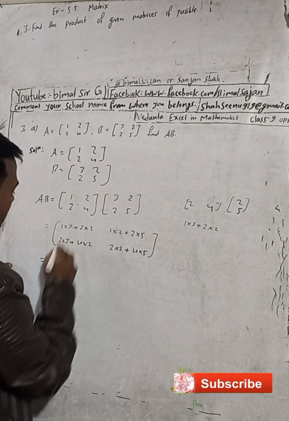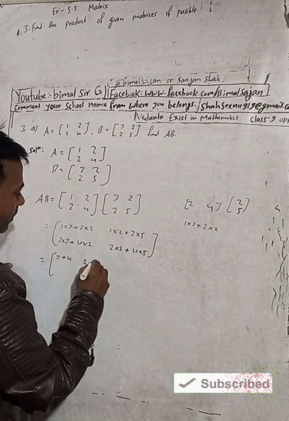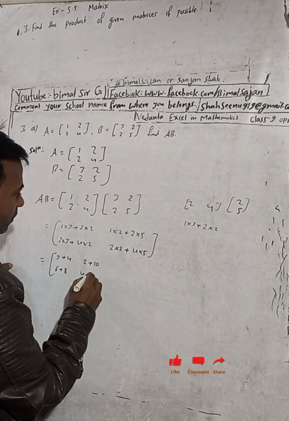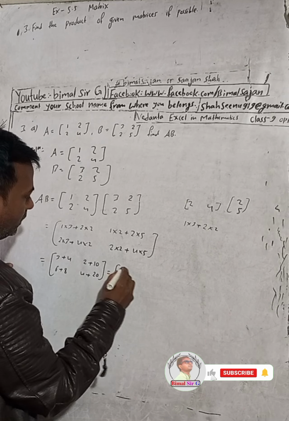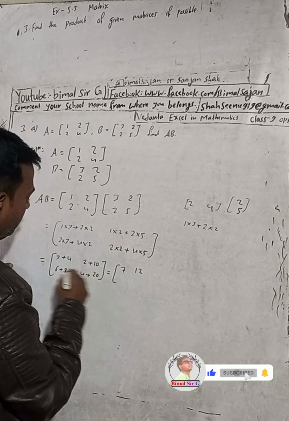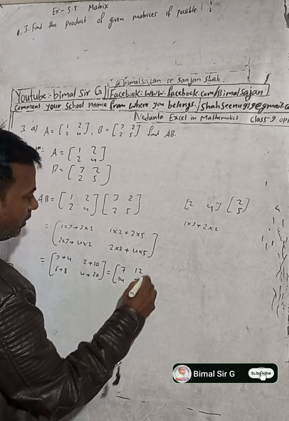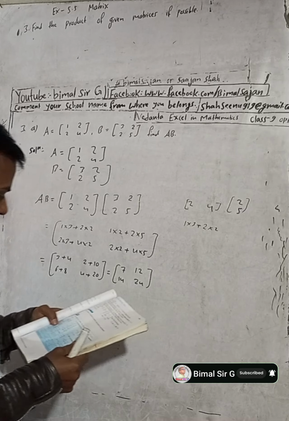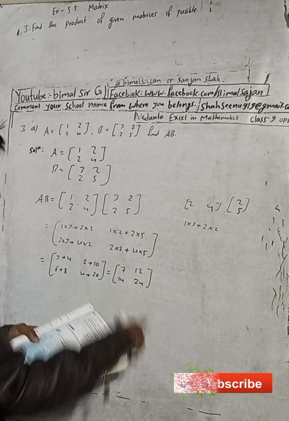Now 1 times 3 is 3 plus 2 times 2 is 4, 1 times 2 is 2 plus 2 times 5 is 10, 2 times 3 is 6 plus 4 times 2 is 8, 2 times 2 is 4 plus 4 times 5 is 20. So what is here? 7, 12, 14, and 24. So this is our required answer, 3a: 7, 12, 14, 24. So this is the solution.